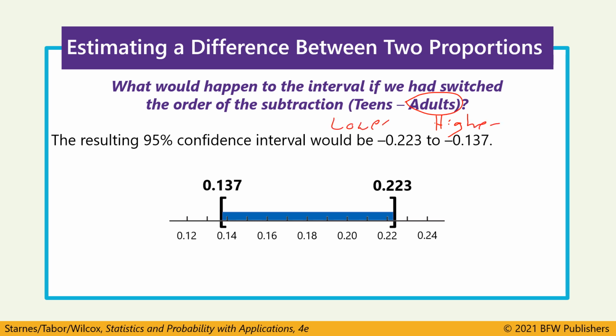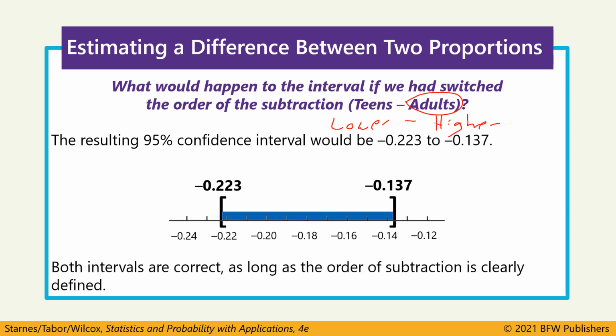So in this case, we're going to be taking a smaller number, subtracting a bigger number, and we get negative values there. Both of these are correct. The only difference in our solution would be how we interpret it. We would say that the proportion of teens using Facebook is between 22.3% and 13.7% lower than the proportion of adults, and that's because our two values in our interval are negative.